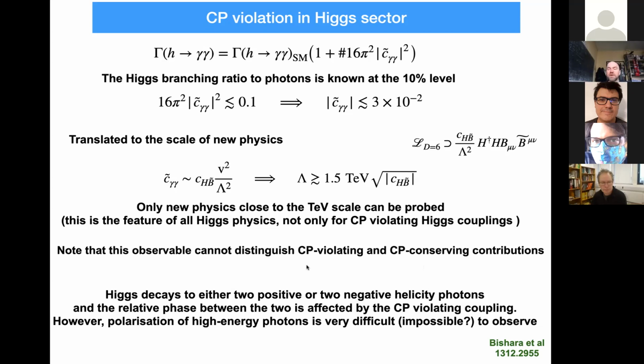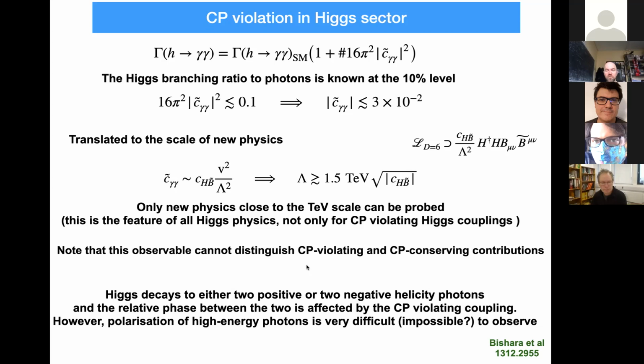So in Higgs to gamma gamma, it's very difficult to observe CP violation. The CP violation is there at the amplitude level. Higgs decays into either two positive or two negative helicity photons, and if you're adding CP violation, the relative phase between these two will be affected. In principle, by measuring the correlation of the polarizations of the two photons, you could tell whether the amplitude is CP conserving or CP violating.